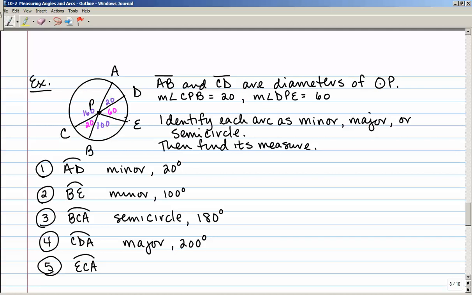And arc ECA, so starting at E, going around through C and over to A. So 100 plus 20 plus 160 adds up to 280. So that is also a major arc.